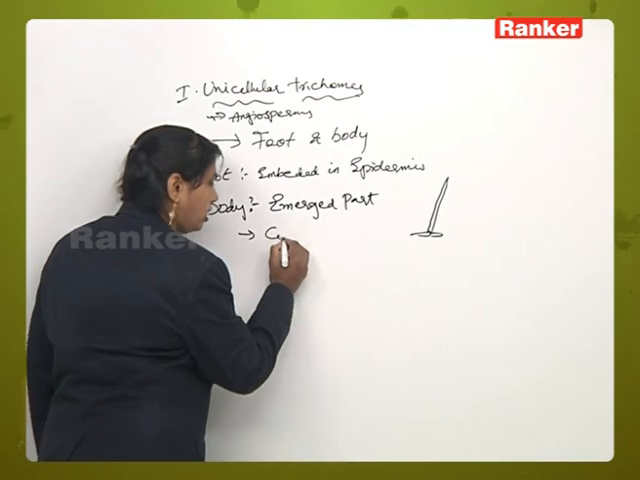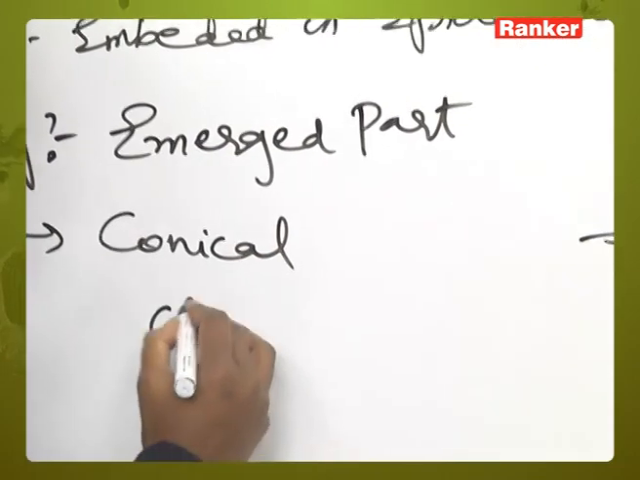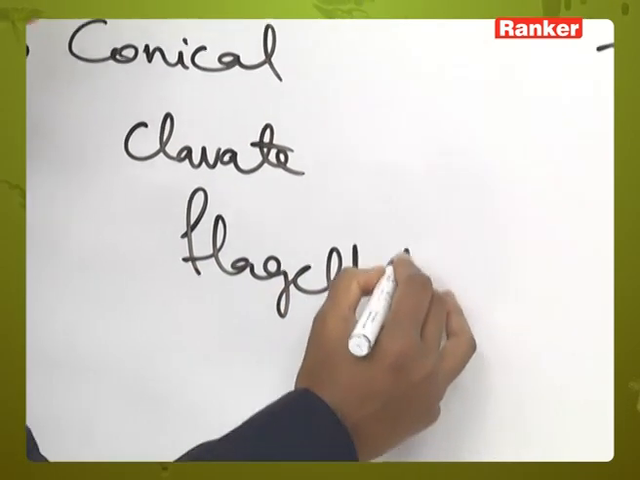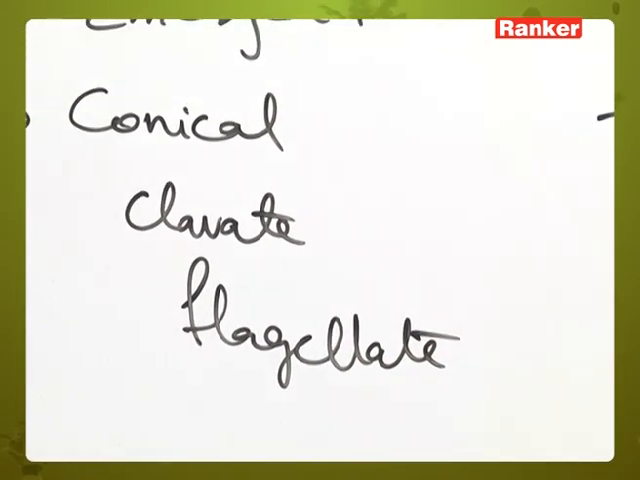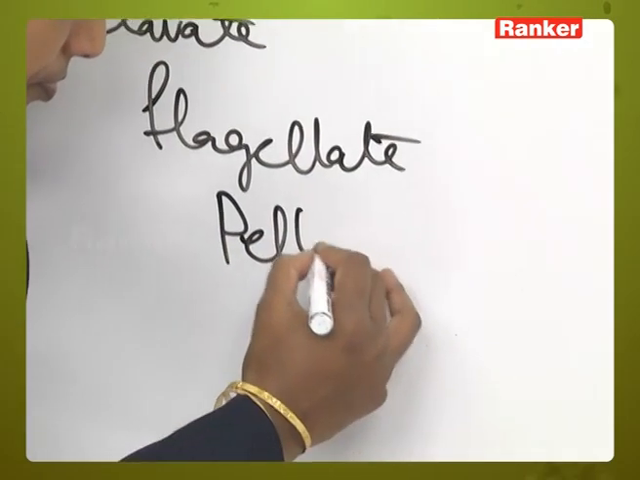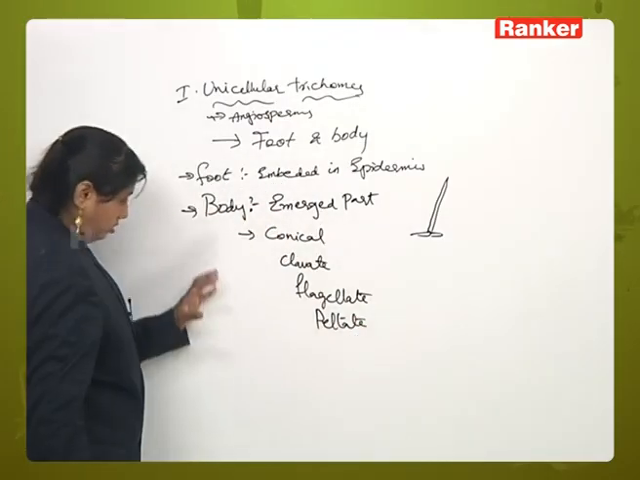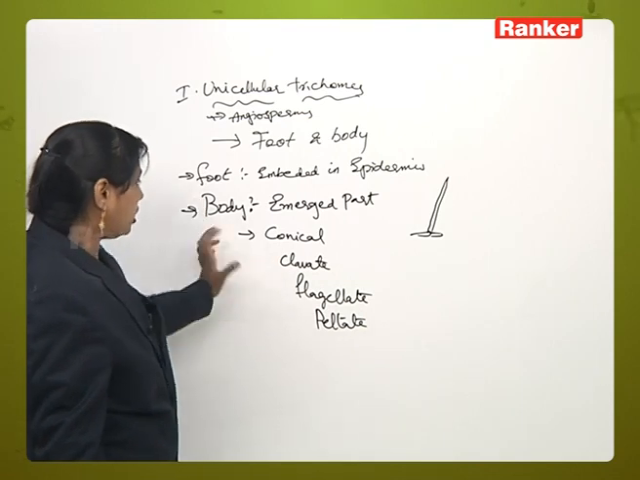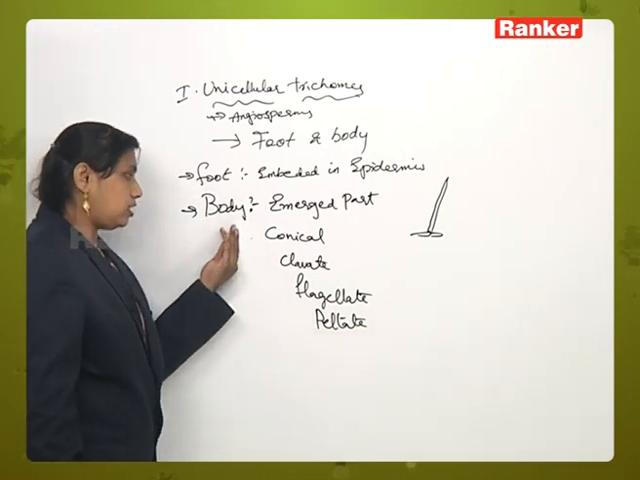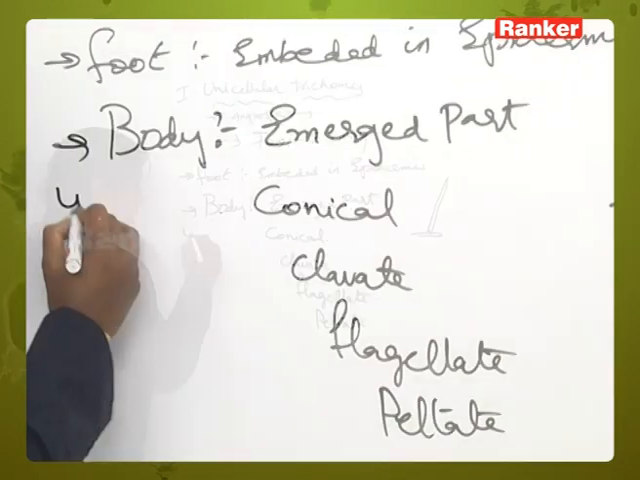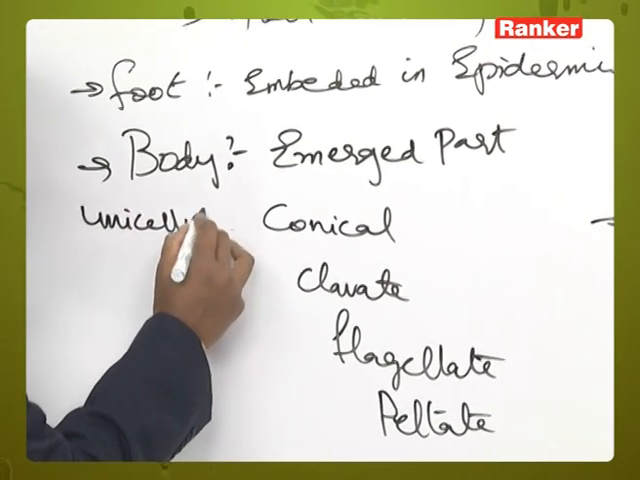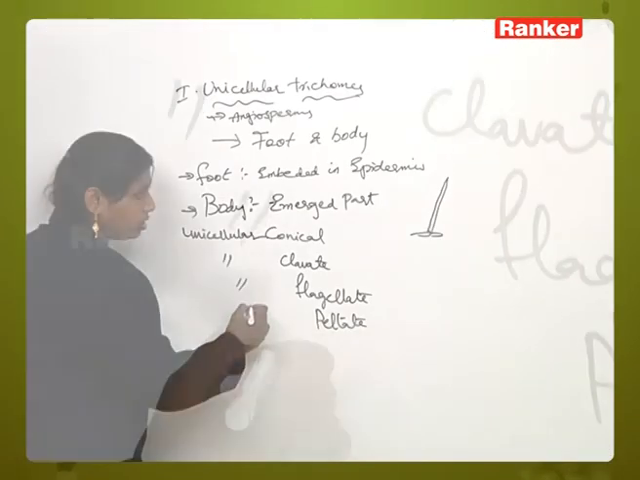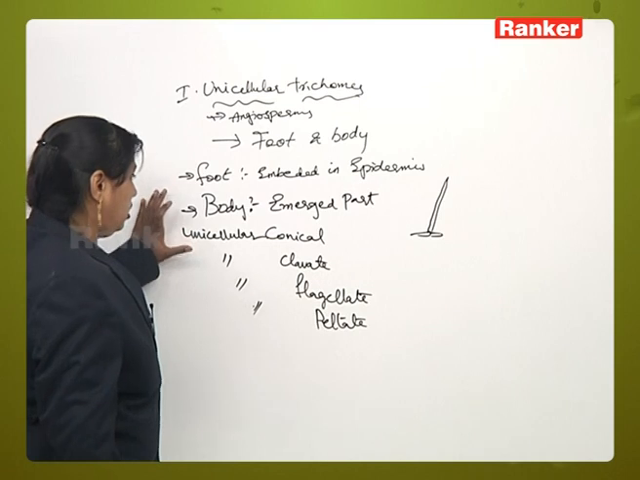And here, as it is a unicellular trichome, it shows much variations, like it may be in the shape of conical shape, or it may be clavate shape, or it may be flagellate shape, or it may be peltate shape. So, these are the different shapes in which you can see the occurrence of unicellular trichomes. So, when it is a unicellular trichome, then you can say unicellular conical hair, then unicellular clavate, unicellular flagellate, unicellular peltate type of trichomes present.